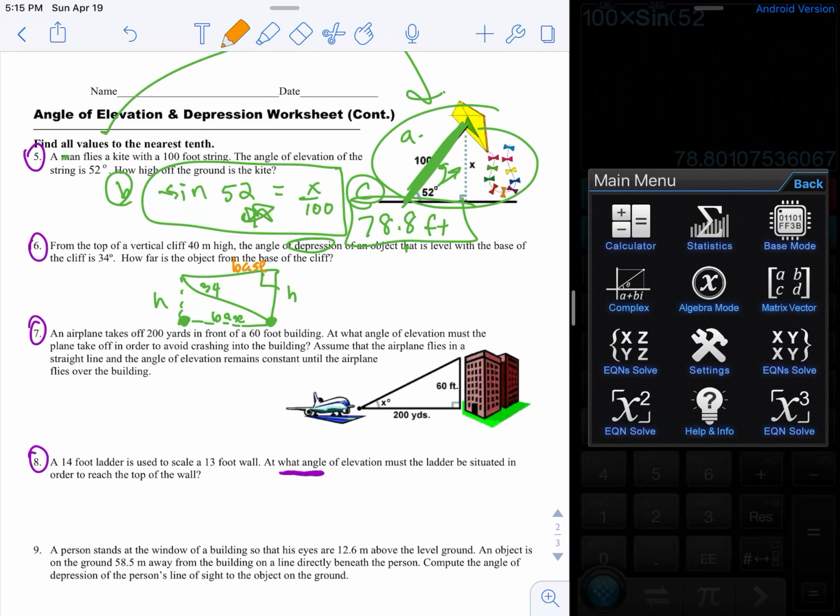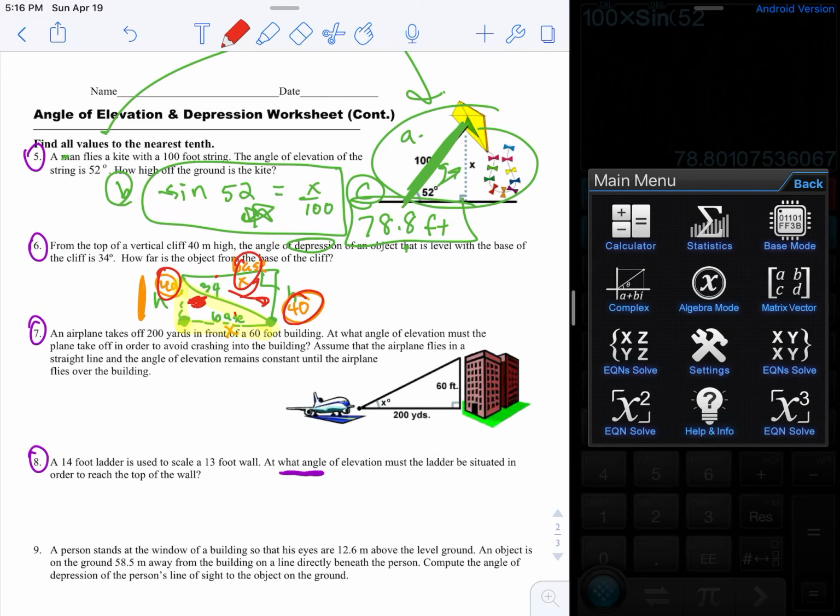So how far is the object from the base? If this is x, then so is this. The cliff is 40. But in a depression, this is 40, but you have to move it over here and put that 40. Now, the problem is if you use this triangle, then that angle's not 34 anymore. Then this would be 90 minus 34, which is 56. So you don't want that. That's why you move the x up here and the 40 over there.